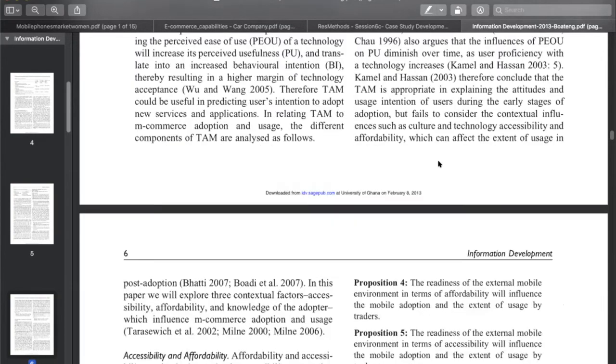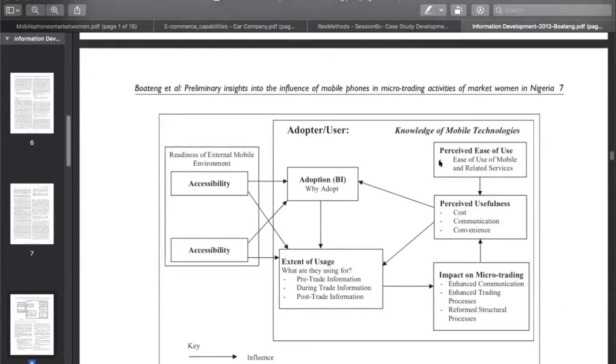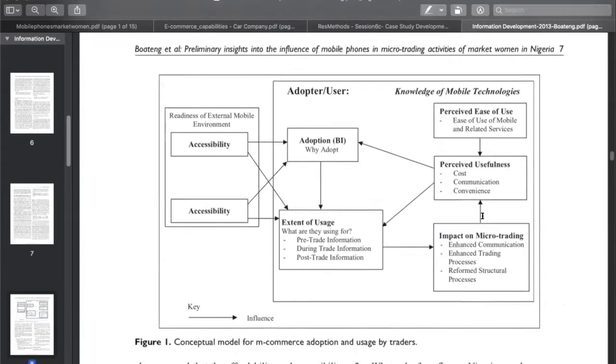So when we went to the field, the other variables there, this was the model. You have perceived usefulness here, and it was measured by cost, communication, and convenience. So perceived usefulness in terms of cost savings, in terms of communication enhancement, in terms of convenience that the customer may get.